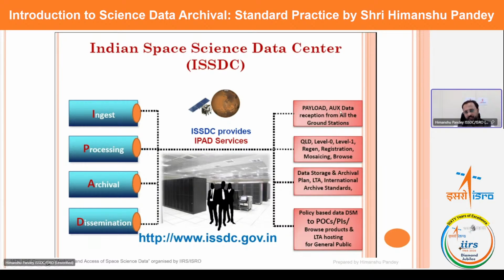ingest may be auxiliary data which comes from the spacecraft, and it may be received at any of the ground stations. Processing may be quick-look display processing, level 0, level 1, or regeneration of the data set. Then registration, most likely browse, and archival, which means we are storing the data as per our data structure or as per an archival plan, which we pick up as an international standard or long-term archive, following various international archive standards and adopting them in our environment.